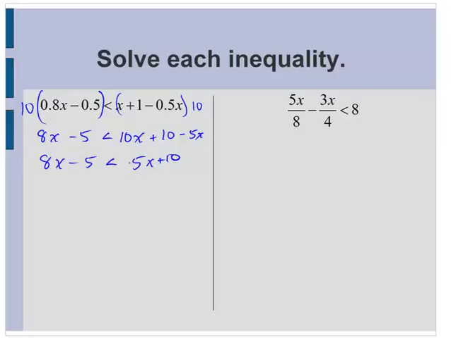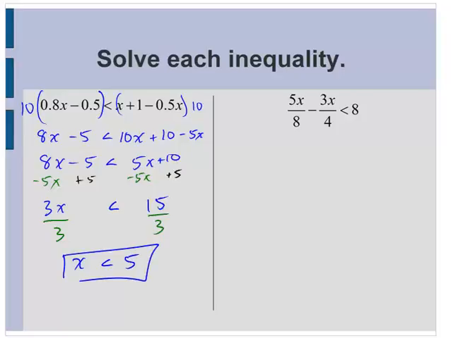I like to move the variables to the left, so I'll subtract 5x, yielding 3x on the left. And I'll go ahead and add 5 to both sides to bring the non-variable terms to the right. So I now have 3x is less than 15. Dividing by 3, no need to flip the symbol. x is less than 5.